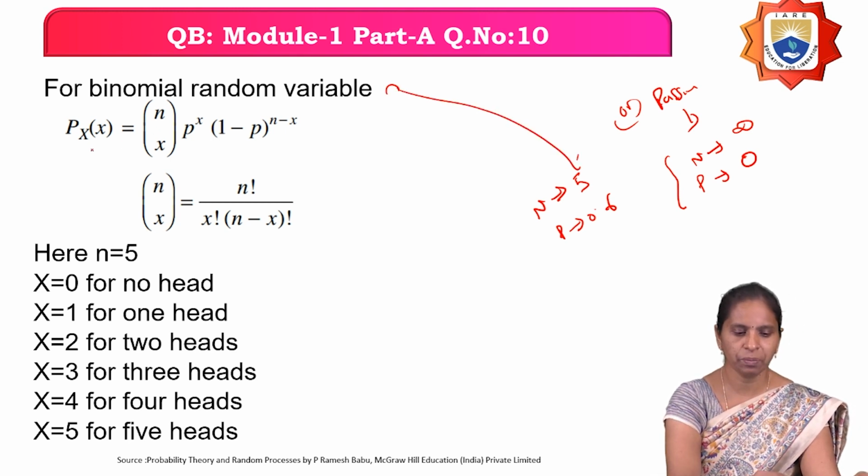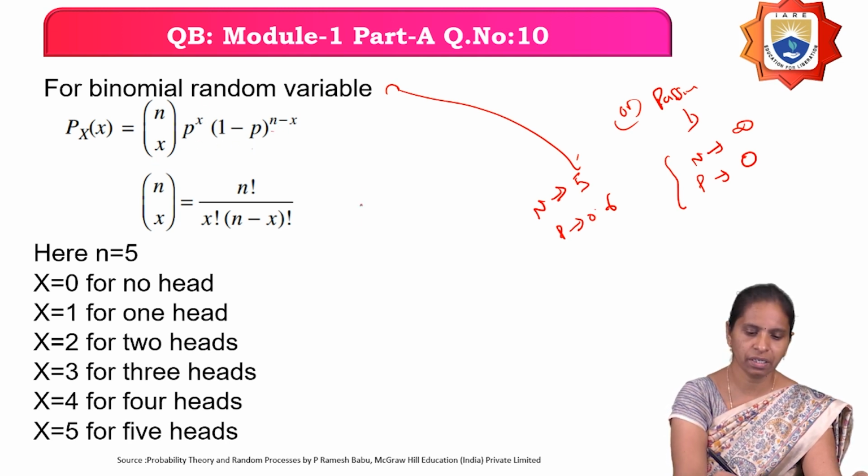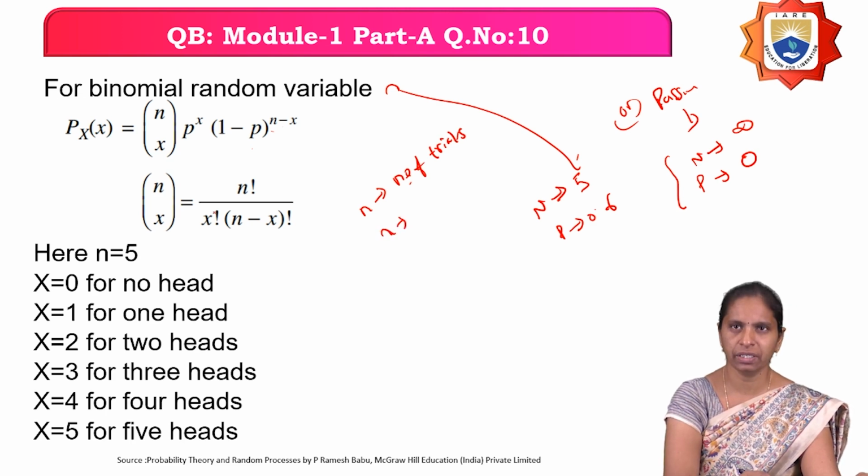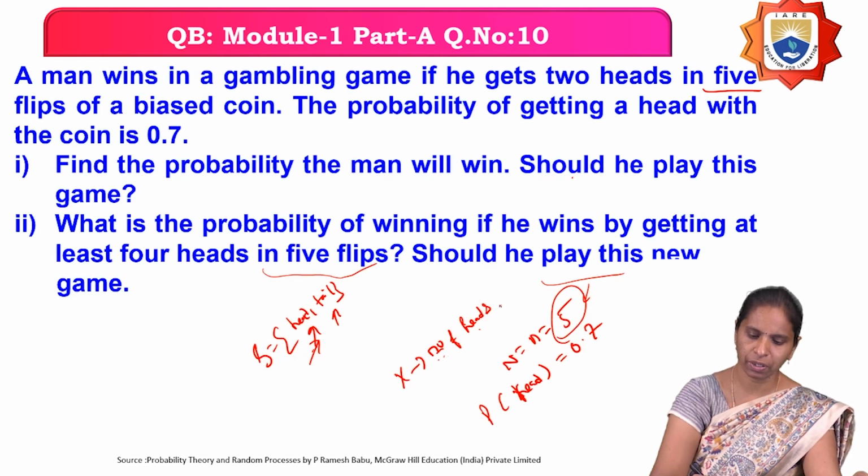Then the probability P of x equals nCx p power x into 1 minus p power n minus x. What is n here? N is nothing but the number of trials. And what is x here? The number of times they are getting the head. x is the number of heads.